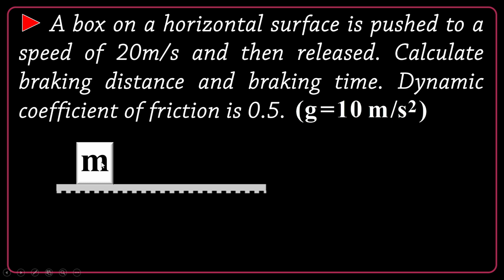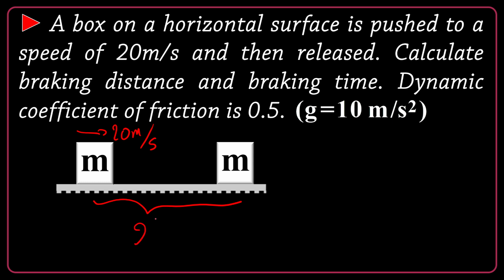Okay, let's consider the question. Here, I push the object to a speed of 20 meters per second, and the question starts from here. Then I release the object. When I release the object, it will stop after a few meters. So let's say it's x, the braking distance, and t, the corresponding braking time. I'm looking for these two.